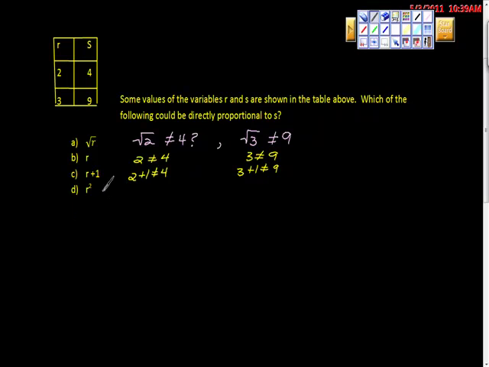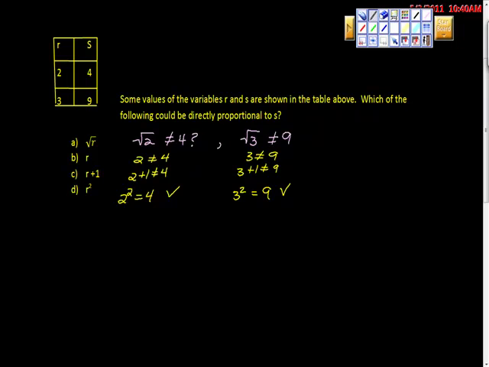And then we go and check the last answer, which is that it's r squared. So is 2 squared equal to 4? Yes, it is. Is 3 squared equal to 9? Yes, it is. So we check that, and therefore we can say with great certainty that our answer is D.